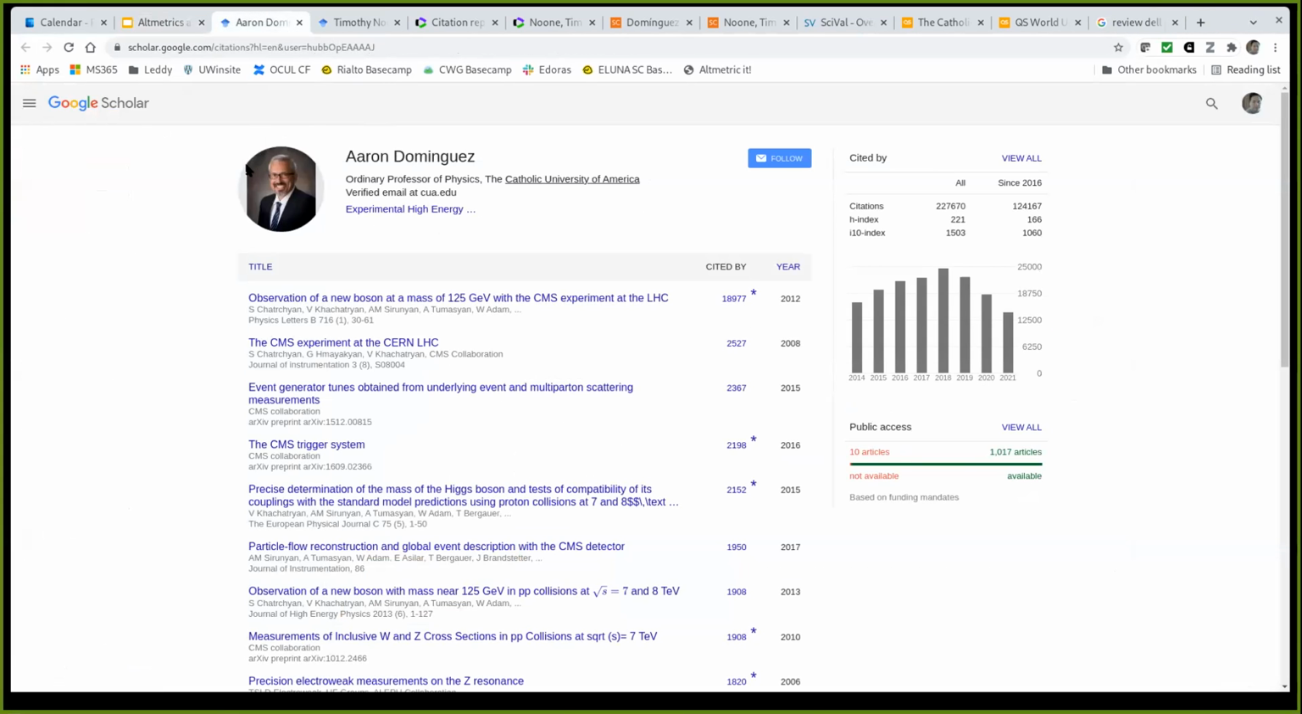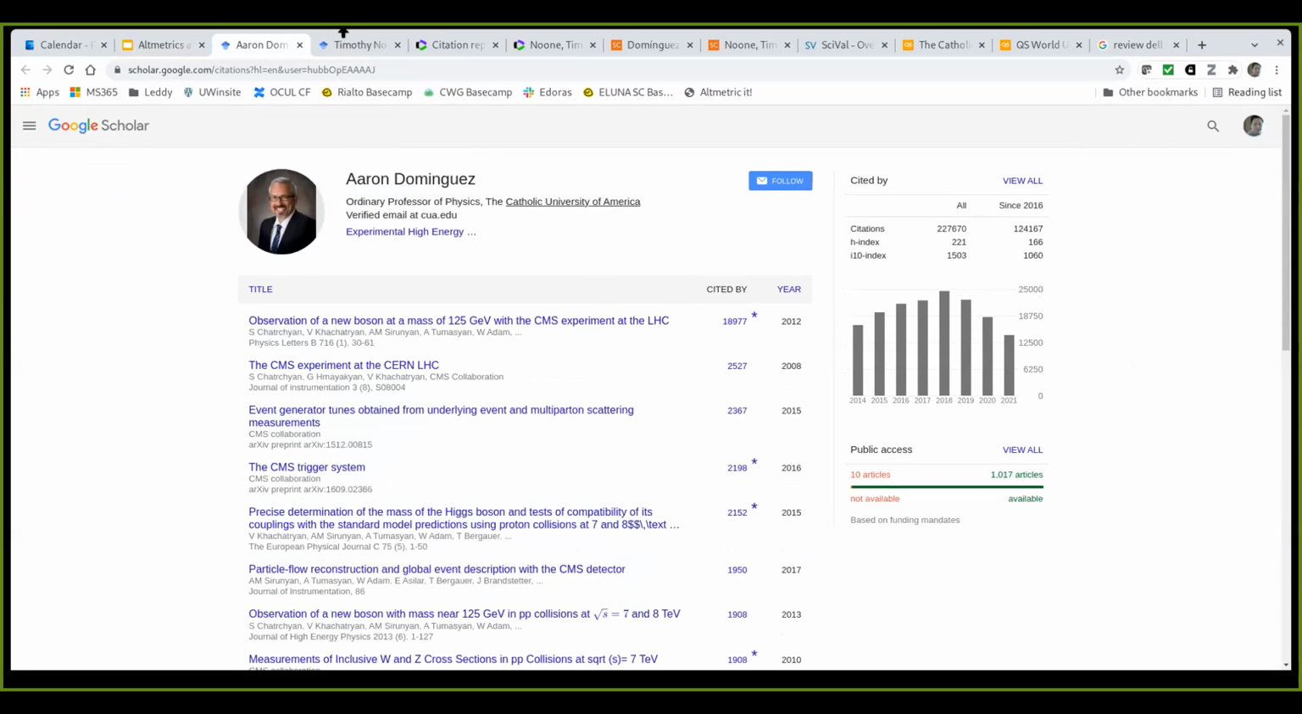So we're going to start out with Google Scholar, which everybody has access to. And we're going to look at two researchers from Catholic University, Provost Aaron Dominguez, who's a very well published researcher in physics. And we're also going to look at Timothy Nguyen, who's a medieval philosopher. And we'll see some of the differences between these.